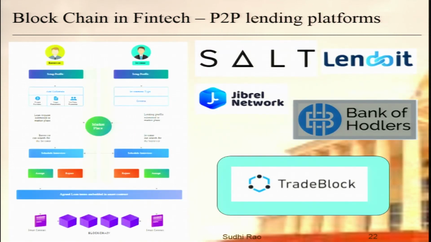There are a lot of lending platforms built on blockchains. There is a product in the US called Salt, P2P lending. There is something called Jibril network. An Indian company has come up called Bank of Hodlers, which is also a P2P lending platform built on blockchain. For stocks and shares trading, there is a company called TradeBlock which has built its trading platform based on blockchain. This is an example of how the flow happens. So, a lot of P2P lending platforms also are being built on blockchain. So, as you can see, pretty much insurance companies are coming on blockchain.